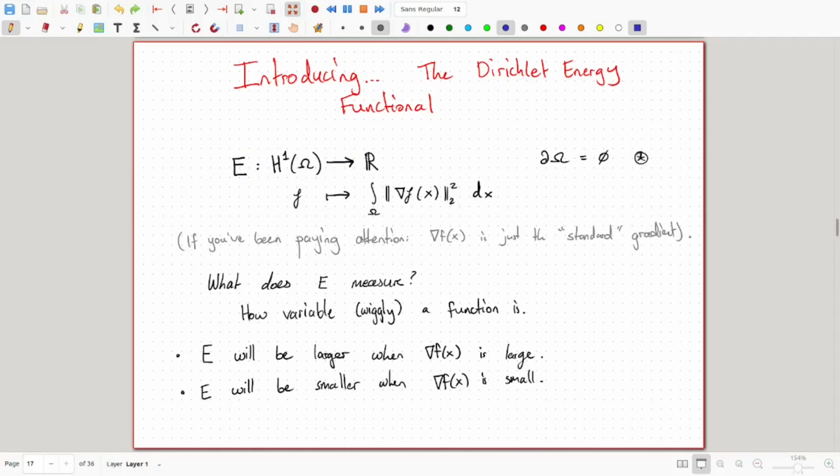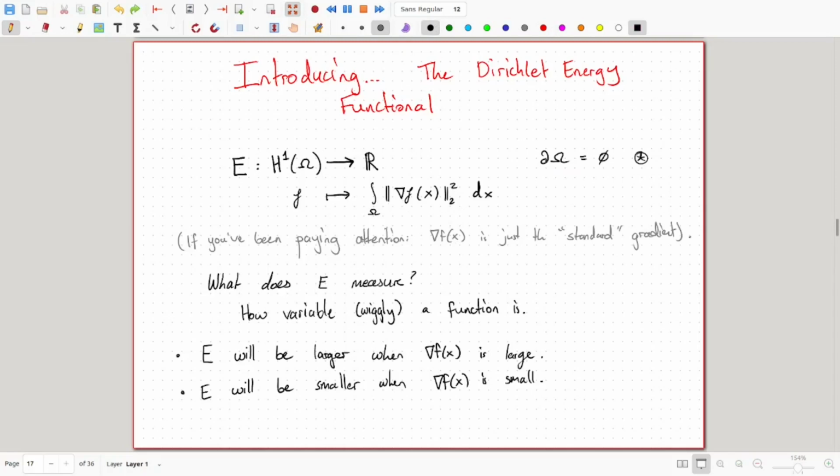And so we have functions which have domain omega, and they have some codomain. The way this Dirichlet energy works is it takes our function and integrates the gradient of the function over the domain. Just to point out one thing, this will become quite important in some calculations later: we're going to assume that the domain omega of our function f has no boundary.